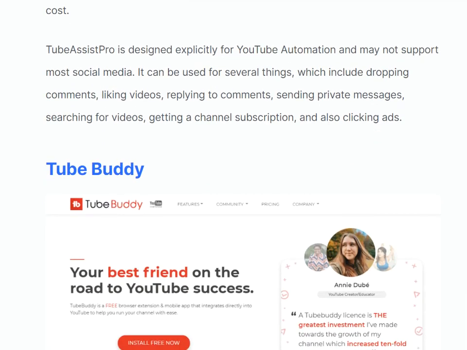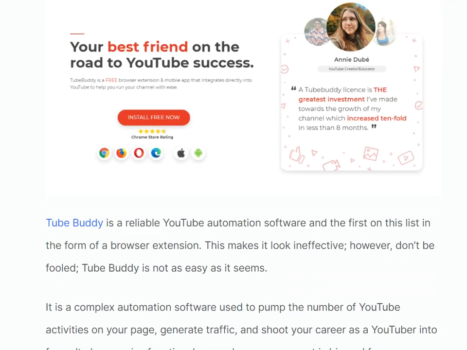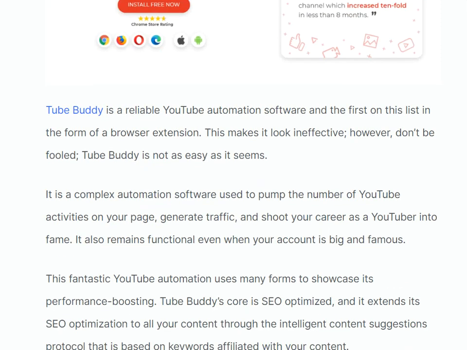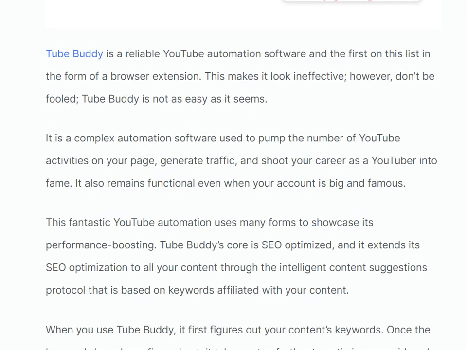After that, the next tool is TubeBuddy. TubeBuddy is a reliable YouTube automation software and the first on this list in the form of a browser extension. This makes it look ineffective. However, don't be fooled. TubeBuddy is not as easy as it looks. It is a complex automation software.